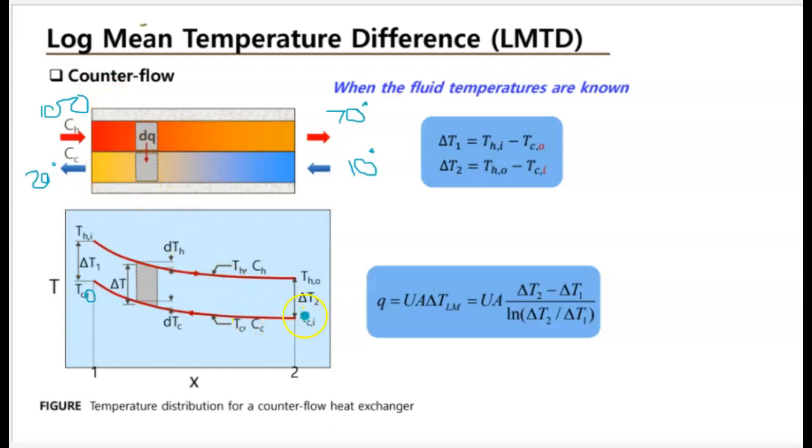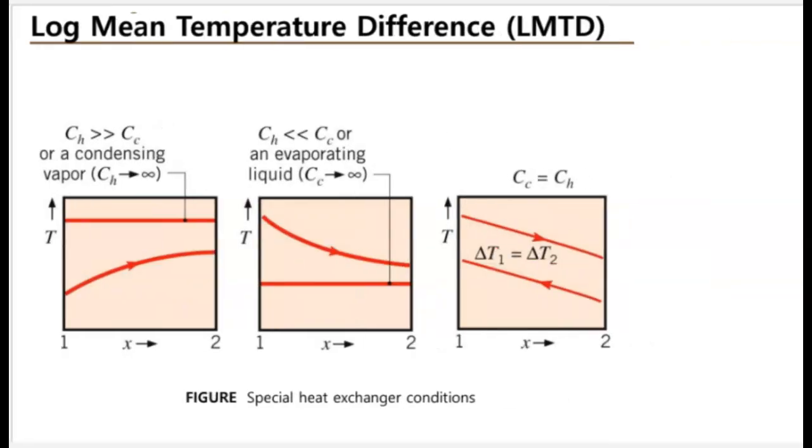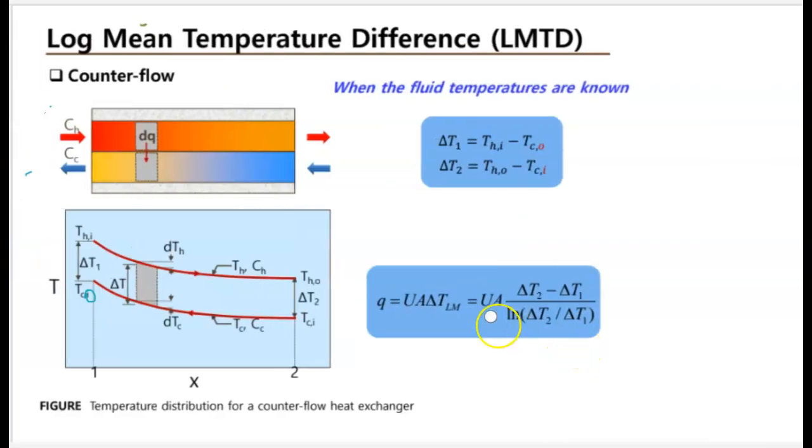Okay, so we got all these equations. Now the equation for the LMTD: UA times delta T2 minus delta T1 divided by ln of delta T2 over delta T1. Okay, going to the next one. So we don't need to actually rework the equations derivation.